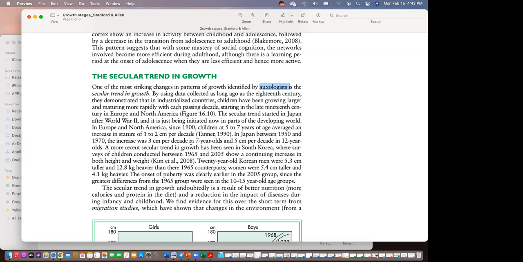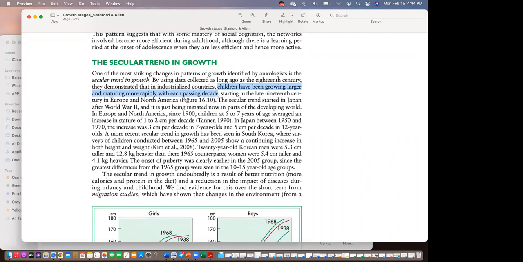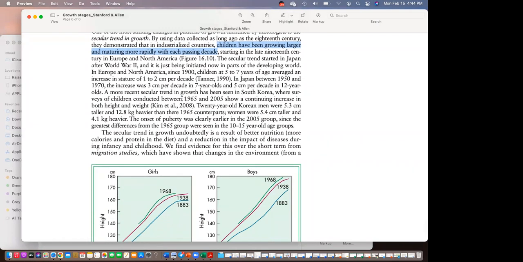The concept is simple. We are seeing an increase in height over a period of time. Who identified it? Auxologists. Who are auxologists? The scientists who study growth and development aspects. What did they notice? By using the data collected beginning in the 18th century, these auxologists have demonstrated that in industrialized countries, those developed countries, children have been growing larger and maturing more rapidly with each decade, starting in the late 19th century in Europe and North America. That is what they're talking about.